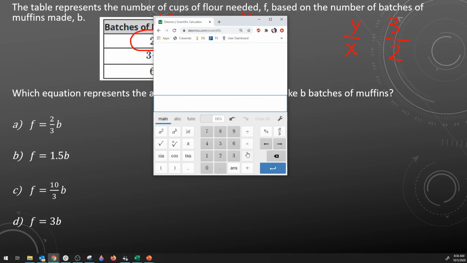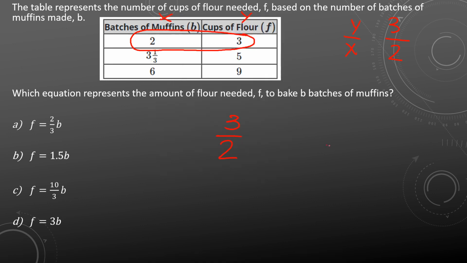If you don't know what 3 over 2 is as a decimal, you can type this into Desmos really quick and it will tell you that it is also known as 1.5. So right here I can see I have an equation with that 1.5. 1.5 is my unit rate, so that is the equation that I am going to pick.